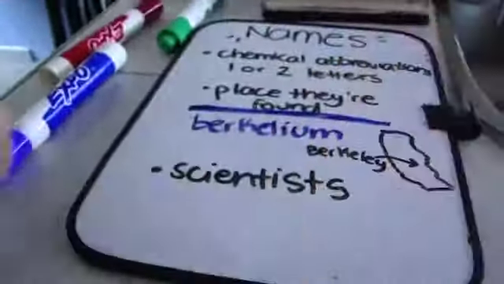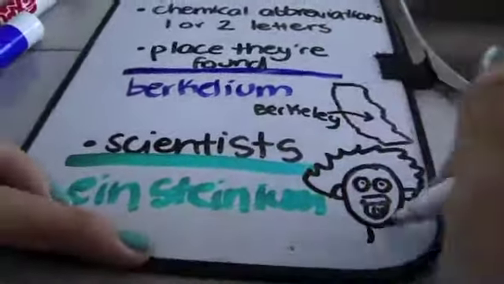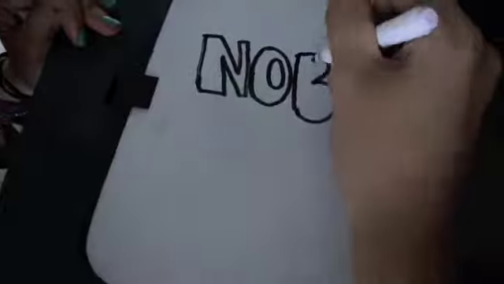They are found in Berkeley, and one of our famous scientists is Einstein. The first group of elements I'm going to talk to you about are the noble gases, which are located over here. Then we have noble gases.